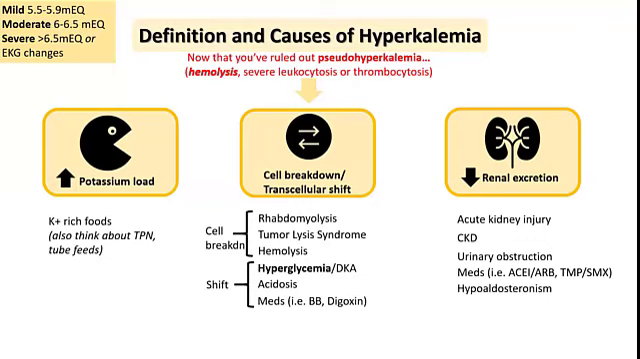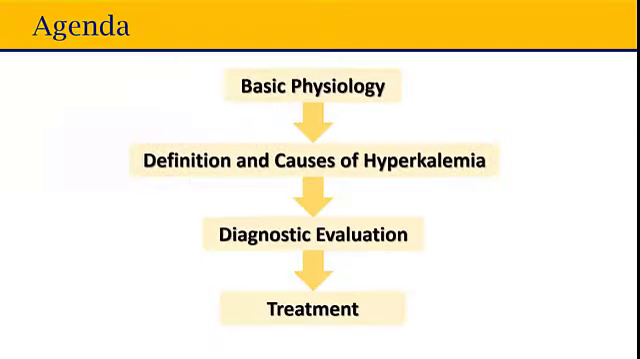Hypoaldosteronism can also lead to hyperkalemia. Remember, aldosterone stimulates that sodium-potassium ATPase that we discussed earlier. One often overlooked cause of hypoaldosteronism is type 4 RTAs. I used to think of RTAs as being incredibly rare, but they actually aren't that uncommon, especially in type 2 diabetics with long-standing nephropathy. Moving on to diagnostic evaluation.